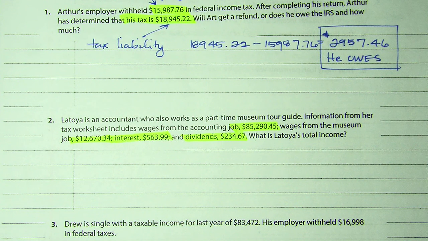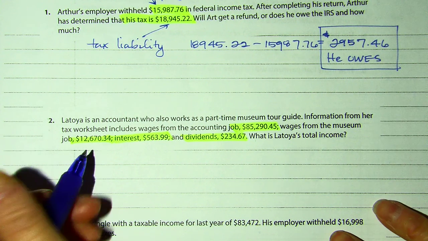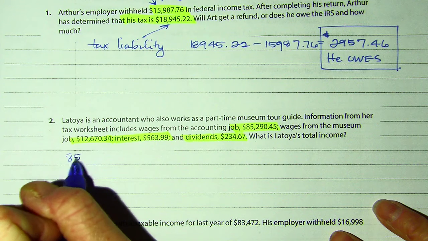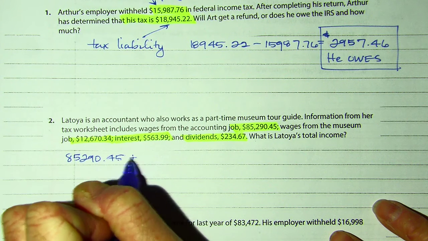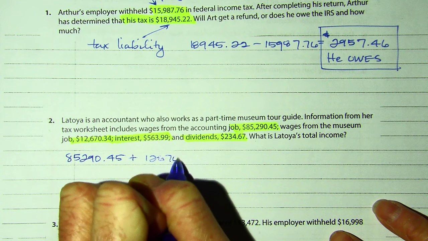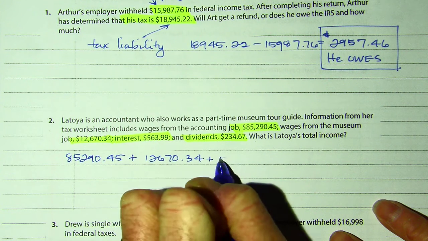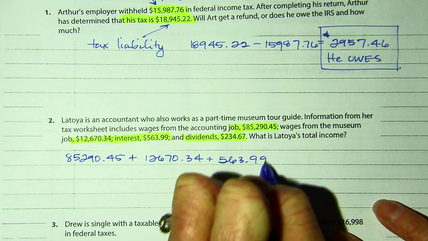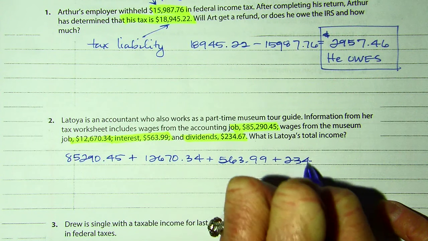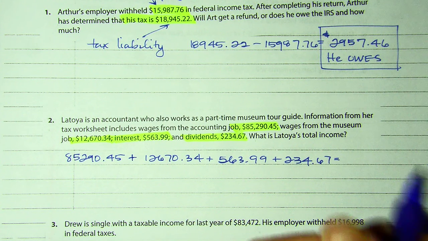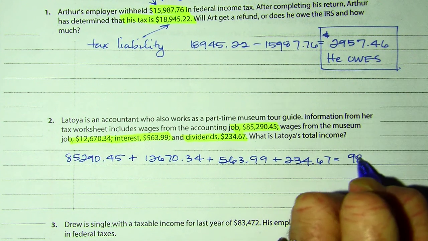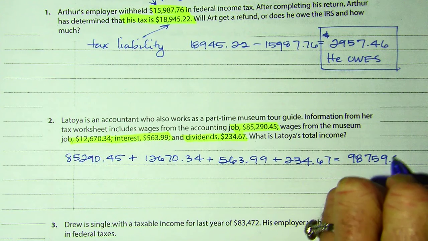So total income, really simple. You just add it all up. So you should just be adding 85,290.45, plus 12,670.34, plus 5.63.99, plus 234.67. So they're just wanting you to know you can have more than one source of income for the year. So her total income was $98,759.45.